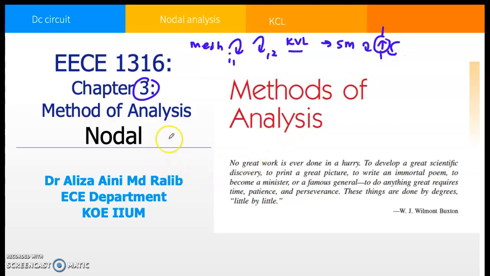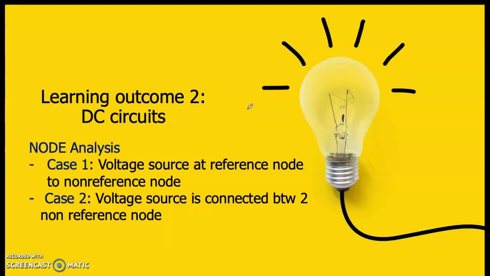Okay. So now we move to the second type of method of analysis that is called nodal. Again, this chapter has quite long steps, and I would like to remind you again: time, patience, and do it step by step, slowly. Once you are expert with the methods, then you can do it fast.